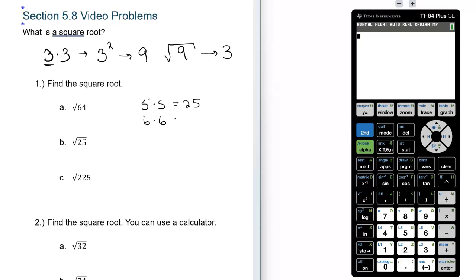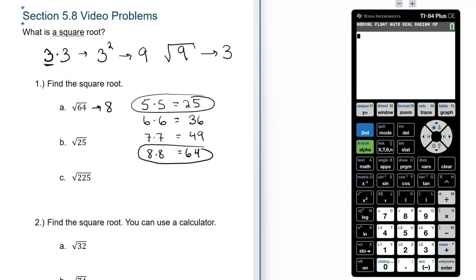And the reason that this works is because you can use your calculator, right? You can enter 6 times 6. You can see what you get. So notice we're still not there. 7 times 7 is 49. Still not there. 8 times 8 equals 64. So there we go. That's what we need. So the square root of 64 is 8, which again is saying 8 is multiplied by itself to get 64. All right, now looking at the next one, square root of 25, well, notice I already have that right here, right? So that means that the square root of 25 is 5.